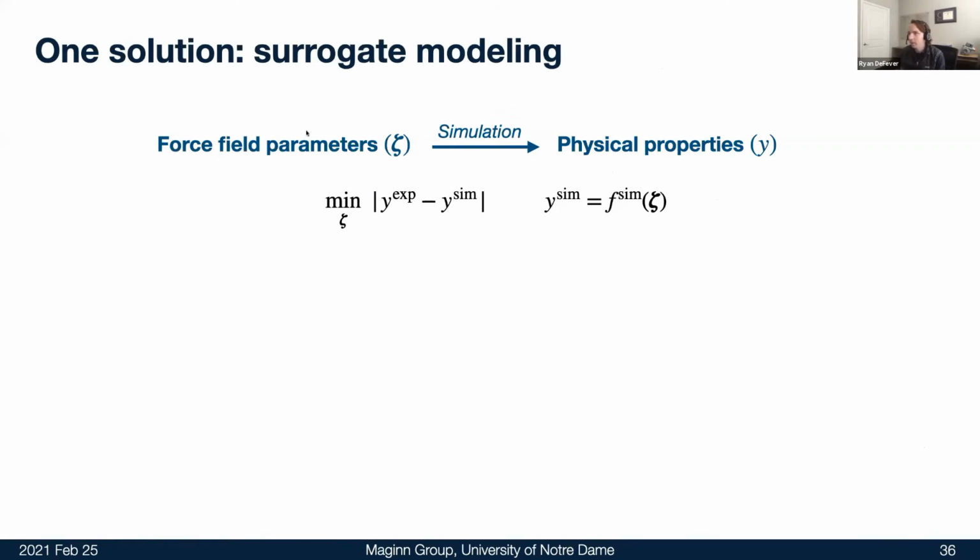So I've taken this part from the last slide. So the idea here is right now what we do is we have force field parameters, call it this vector zeta, and we run a simulation, and that gives us some physical property y. And really the problem of top-down force field optimization is minimizing the difference between the experimental property and the simulated property by changing zeta, which is your force field parameters. And you can think about, crudely, the simulation being a function that evaluates zeta and returns your property. But this function is really expensive to evaluate, like I said.